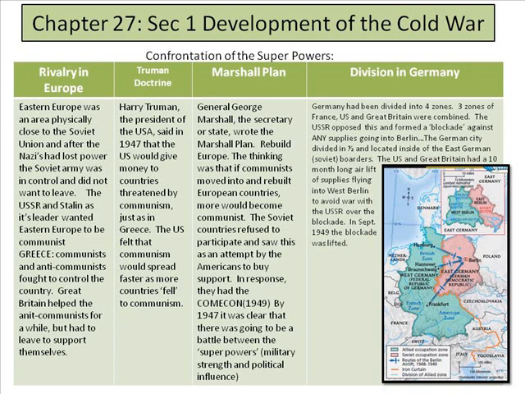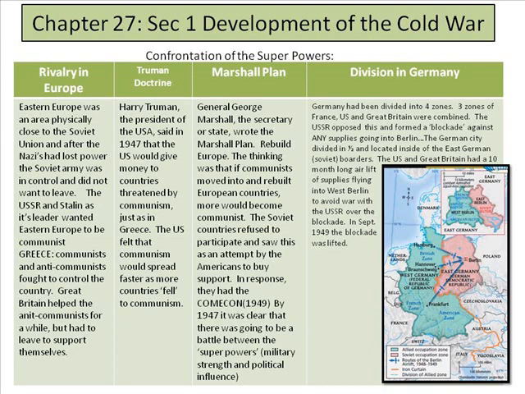Greece. The communists and anti-communists fought for control of the country. Great Britain helped the anti-communists for a while, but it had to leave to support themselves. Why? Because they were becoming a welfare state and needed to keep all of their money to pay for all of the things that were going on inside of Great Britain.